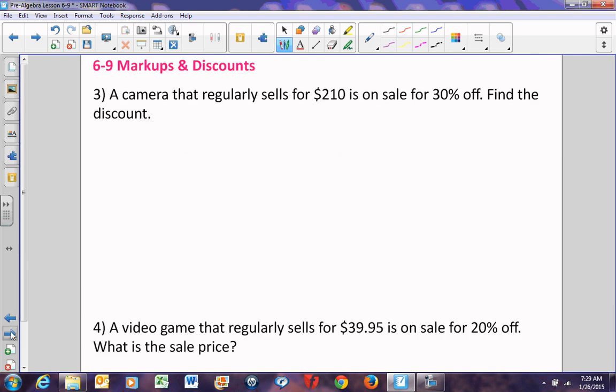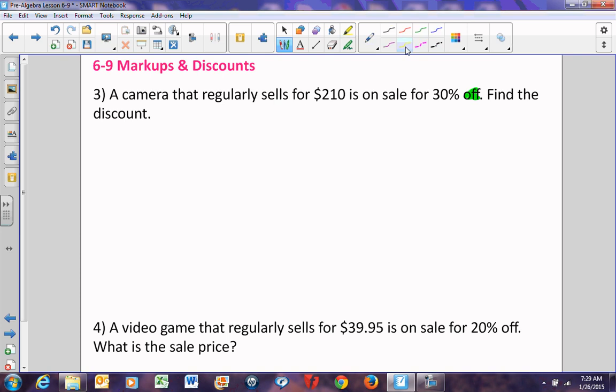A camera that regularly sells for $210 is on sale for 30% off. Find the discount. Now it's "off", key word here. So if I'm going to get a discount, my price should be cheaper. I should pay less than $210. That's how we can double check this when we're done. We better not pay more than $210.